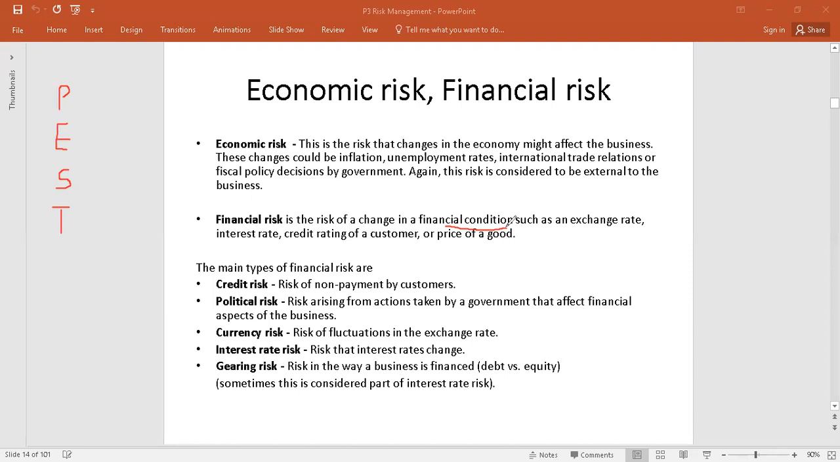Then the next one is political risk. We've already studied it once under the category of political and legal risk.